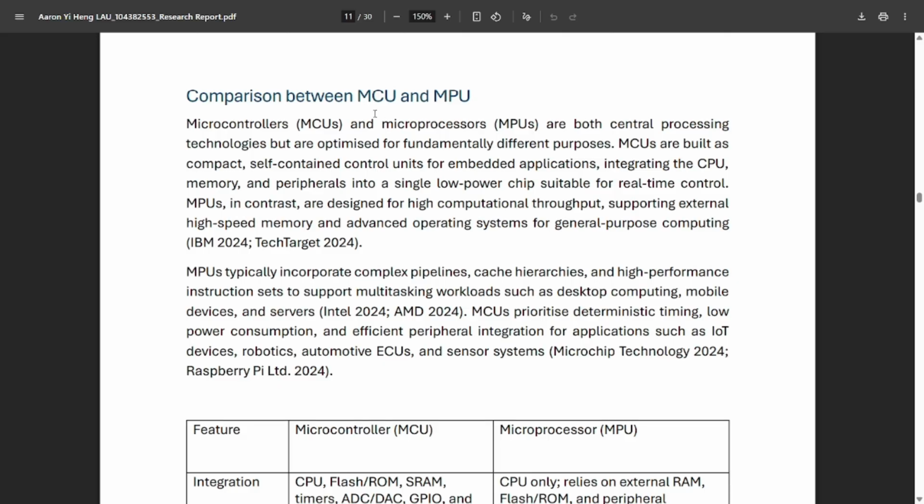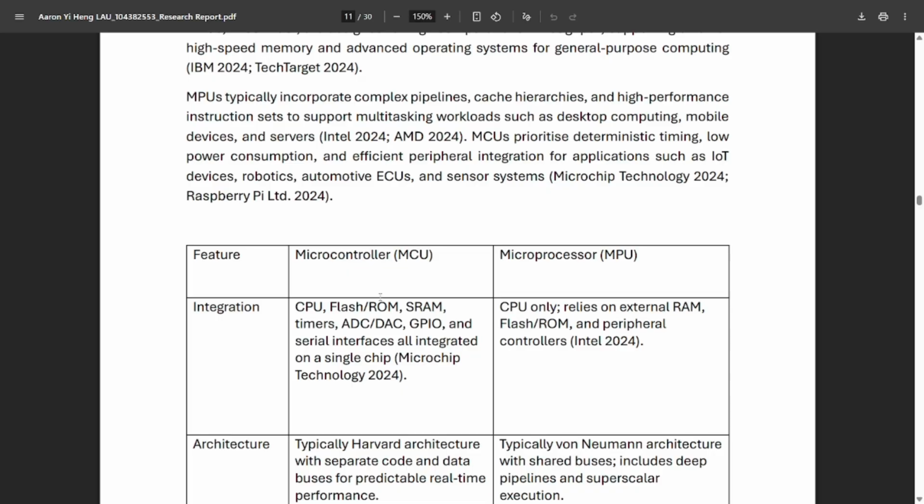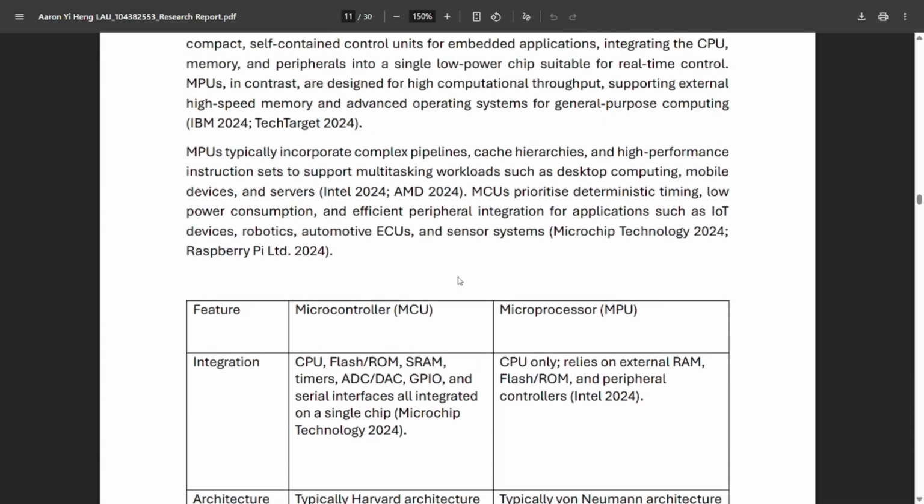In this section of the report, I compare microcontroller and microprocessor using the table shown. Overall, both MCU and MPU are central processing devices, but they are optimized for different roles. MCU focuses on controlling, timing, and efficiency, while MPU focuses on high computational performance and multitasking. Let me walk through each feature in the table.